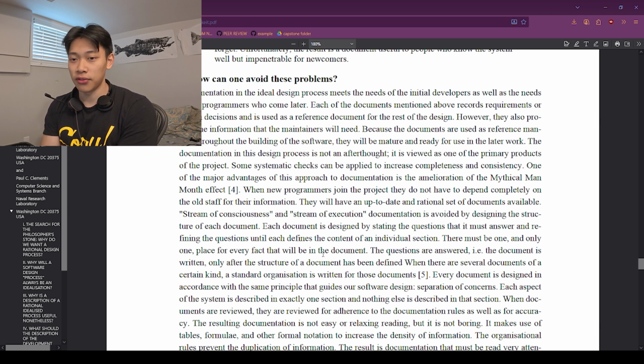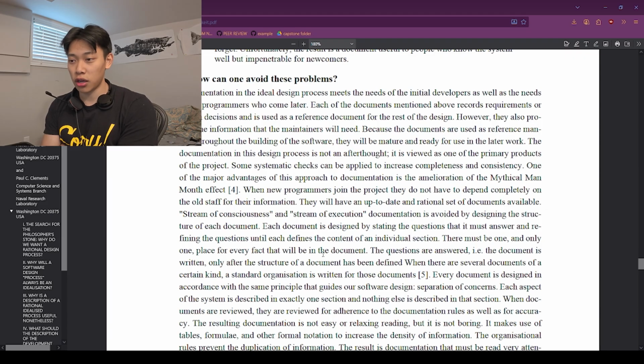Stream of consciousness and stream of execution documentation is avoided by designing the structure of each document. Each document is designed by stating the questions that it must answer and refining the questions until each defines the content of an individual section. There must be one and only one place for every fact that will be in the document. The questions are answered, i.e., the document is written, only after the structure of the document has been defined.